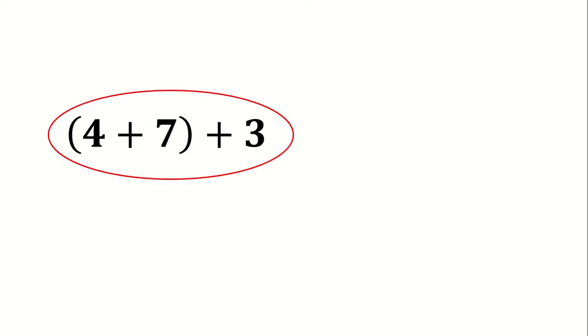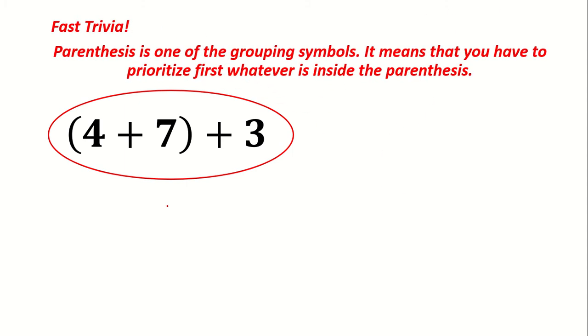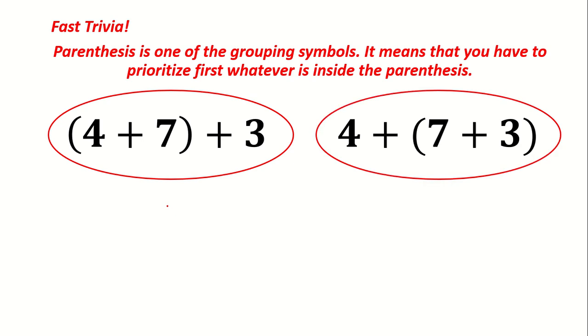Okay, now let's go to the third property. If you notice, we already use a grouping symbol. The parenthesis is an indicator that you need to prioritize whatever is inside it before doing something outside. So again, what if we would not follow that, but instead we change the priority? Instead of adding 4 plus 7 and then 3, what if we add 7 and 3 first and then add 4? Do you think the answer would be different?